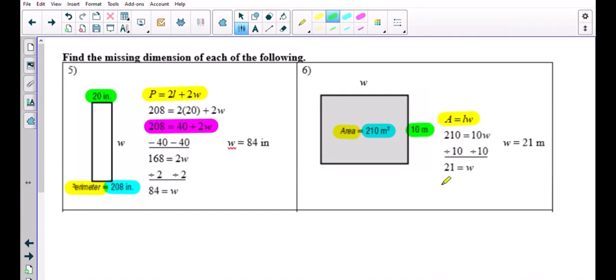It's a one-step equation. Just divide both sides by 10. You get that the width is 21. Notice how the label is just meters. Yes, we're talking about area here, but we weren't finding the area. We were finding one of the missing dimensions. So the width is 21 meters.